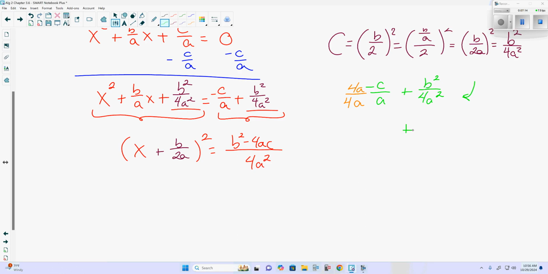Now luckily for us, the one on the right already has 4a squared. The one on the left doesn't, so we multiply top and bottom by 4a so that the denominator does become 4a squared. The numerator, 4a times negative c, is going to be negative 4ac. Now at this point, we can add them, giving us 4a squared on the bottom. And we could say negative 4ac plus b squared, or b squared minus 4ac. We just flip the order. Does that kind of make sense?